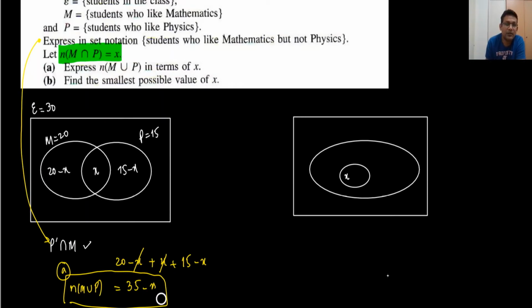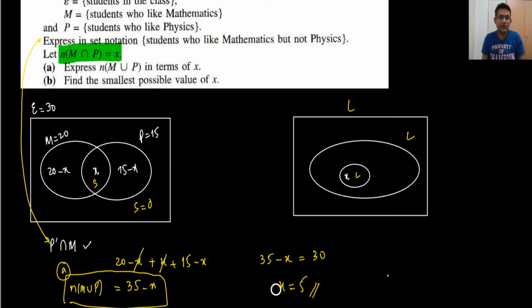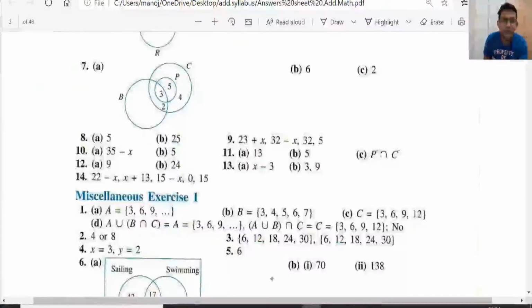Now find the smallest possible value of x. Now, this is the diagram for the largest possible value because this is large and this is large. For the smallest, this should be small. When this is 0, it's okay, and it's already 0 because nothing is outside. So I add everything and equate to the same thing: 35 minus x equals 30, and x is 5, and you can check the answer.